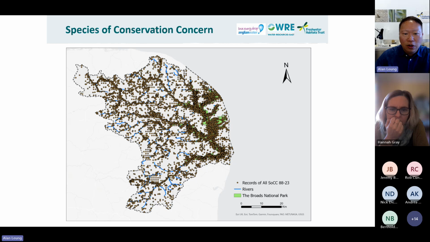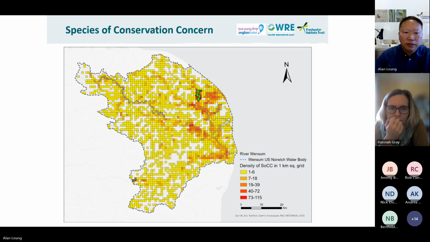One more thing to add is that we only include records between 1988 and the end of last year, because we want to include relatively recent records of the species in this map. So we are not including records from too long ago. But just looking at that map may not be very easy to interpret, so we convert the data into the density of species of conservation concern in 1 kilometre squares.